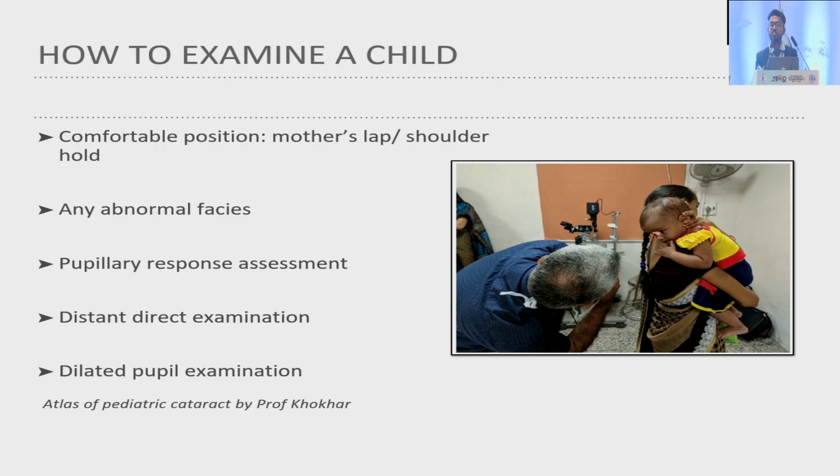assessing, a gross assessment of any abnormal facies or any syndromic facies which we might be able to identify. Then before a dilated assessment, we have to look for the pupillary response. A brisk and equal response in both the eyes suggests better outcomes. Then we do a distant direct examination to look at the anterior segment structures, starting from the cornea to look at the presence of any corneal opacity, then looking at the anterior chamber depth, presence of any peripheral anterior synechiae or posterior synechiae. And finally, we dilate the pupil to look at the morphology of the cataract and to see how much the pupil dilates.